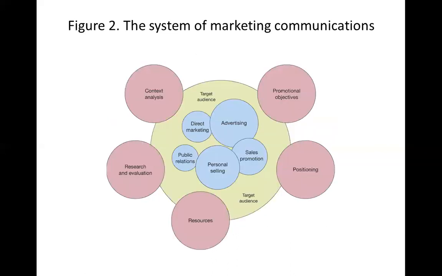So the next figure will be about the system of marketing communications. In this system, you may see a little bit different picture. For example, in the middle of the circle, we have all those 5 components: advertising, sales promotion, personal selling, public relations, and direct marketing. And in front of this space, we have the target audience and 5 next communications: promotional objectives, the positioning of our product on the market, the resources that we also use, and the skills about research and evaluation. And at the end, this is the context analysis that we should do after our marketing research.